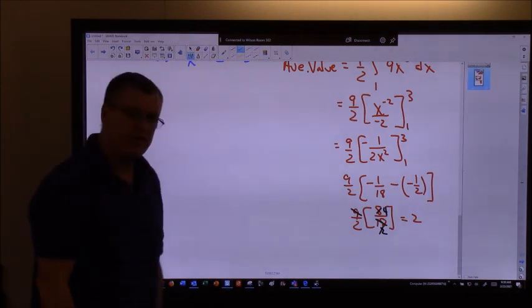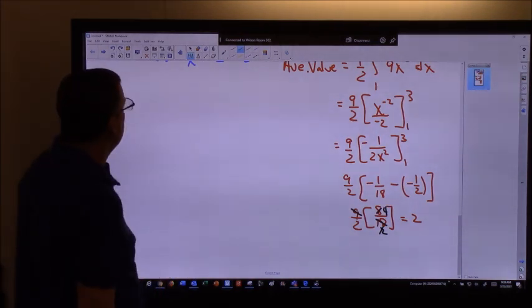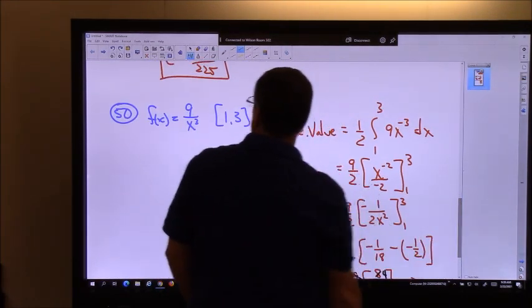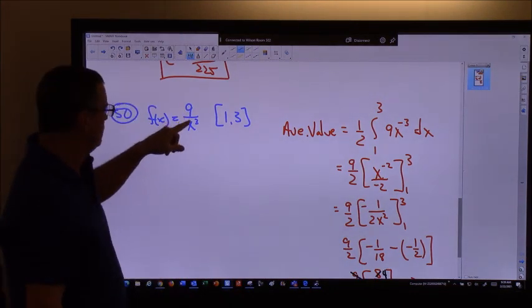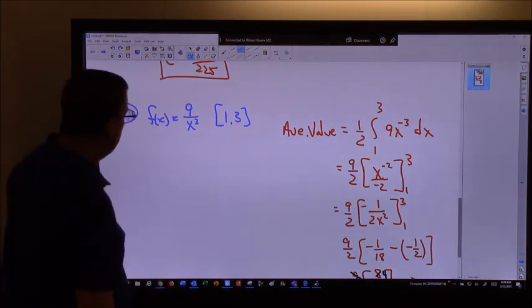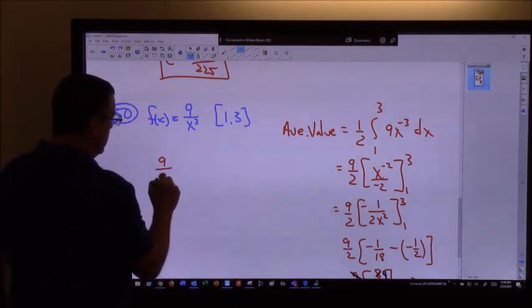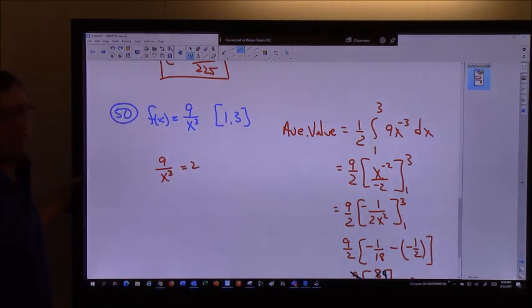So now, where does that average value occur? If I was to graph this, I don't even know what this would look like. I'd have to punch in the calculator. Okay, you guys can do that if you want to see it. But all I really care about is where does 9/x³ equal that average value?